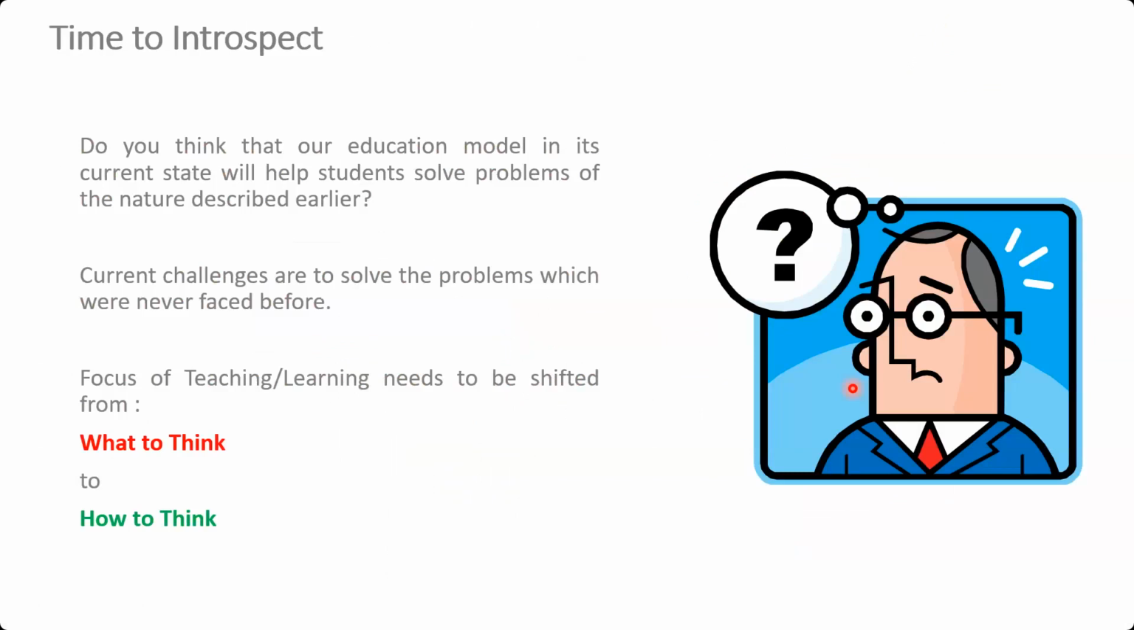If we look at the system, will the education model in its current state help students solve problems of the nature described earlier? You will have to accept what I'm saying: we are still reading many books published 20 years ago, 30 years ago, or at least 10 years ago, and we are seeing technology changing at very high speed. So what would be the difference if we keep on doing it? The teaching-learning used to be about what to think, but now the requirement is how to think. How to think is a big question.